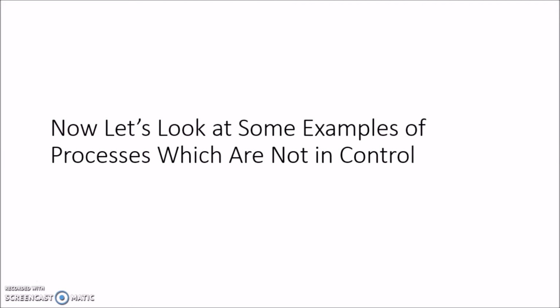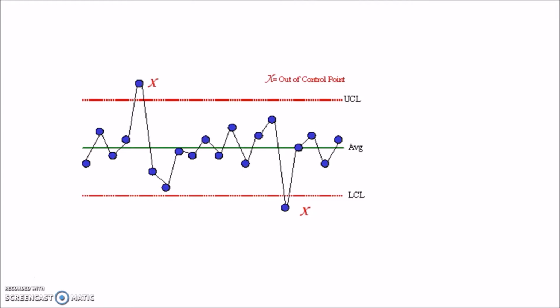Now let's look at some examples of processes which are not in control. So if you look at this process here, we have 2 points, one above the upper control limit and one below the lower control limit, and they are outside of the limits. So this process is not particularly in control.